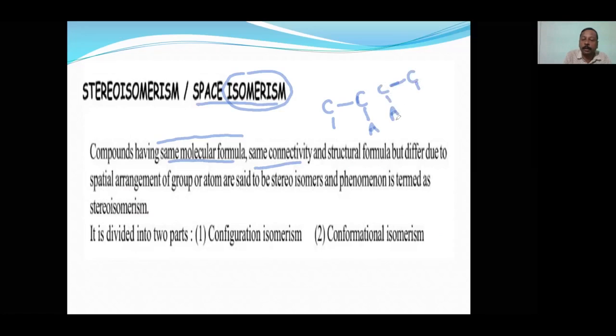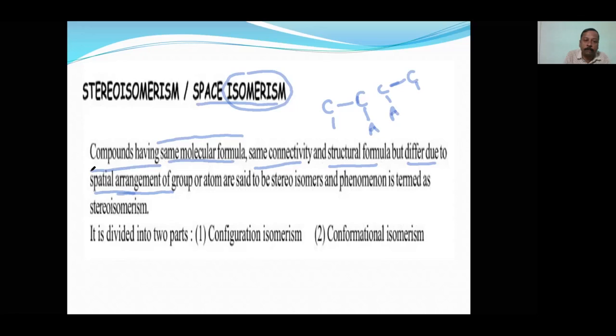So if it is attached here, then it will go into the structural isomer. Now in this, it will be on the same carbon only. The structural formula is also the same, the connectivity is also the same, and the molecular formula will be the same. But they are different due to spatial arrangement. Okay, what is the main difference?